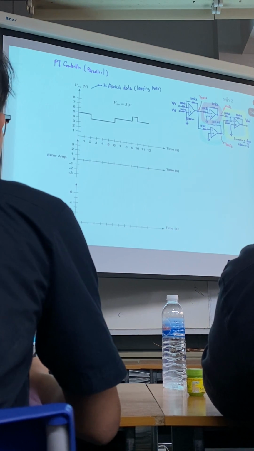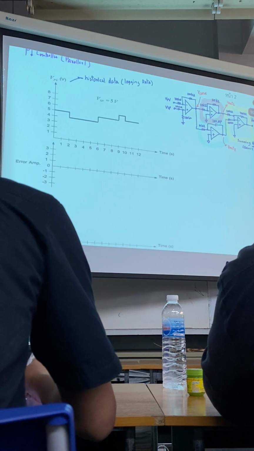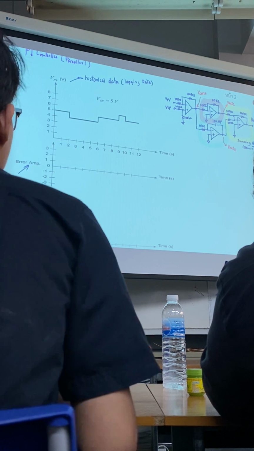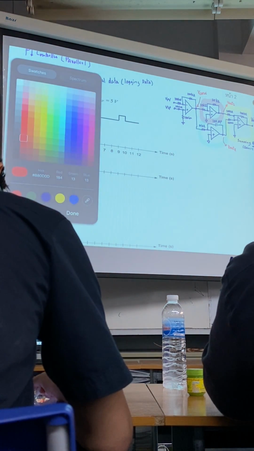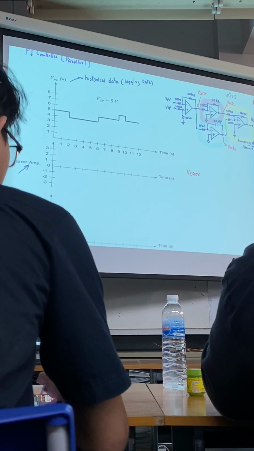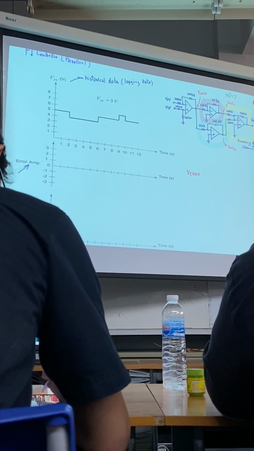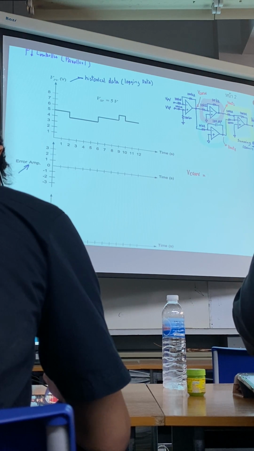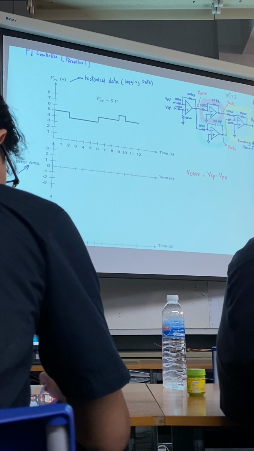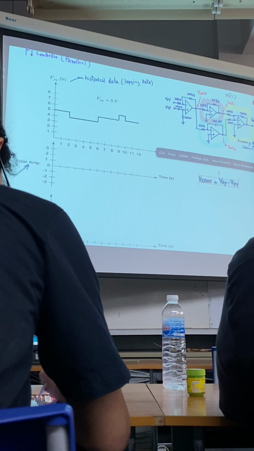Okay, let's do one after the other. We start from the first one. The first graph is called the error. V error is equal to, what is the formula here? Because V error is the difference between V set point and VPV, V error can be written as V set point minus VPV. Well, it is very easy, but you have to do it carefully.